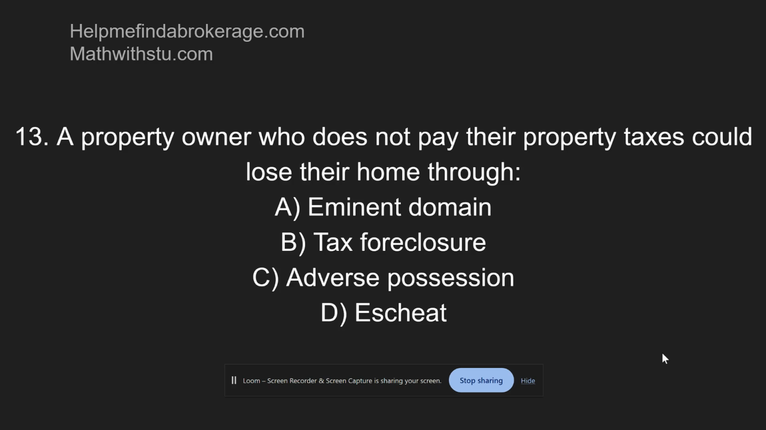It says a property owner who does not pay their property taxes could lose their home through eminent domain, tax foreclosure, adverse possession, or escheat. Technically, all of these are ways that you could actually lose ownership to your home. But there's one that is specific to this question. That would be, and this one's kind of like a gimme, a tax foreclosure, right? If you don't pay your taxes, you could lose your home through a tax foreclosure.